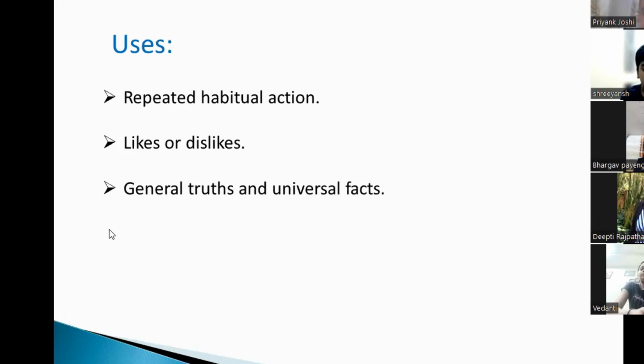Yes, they fall in the category of simple present tense. Whatever actions occur on a regular basis, and if you are representing your likes and dislikes, they also come under simple present tense. And the universal facts that no one can deny, all those universal facts should also be represented using simple present tense. Okay? Thank you, ma'am. Any other doubts from anybody else?